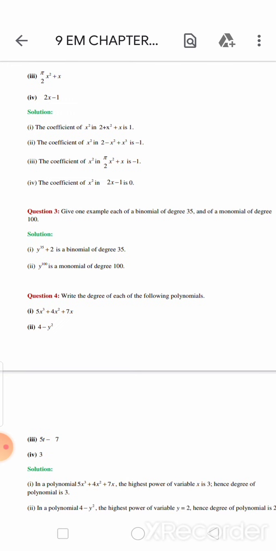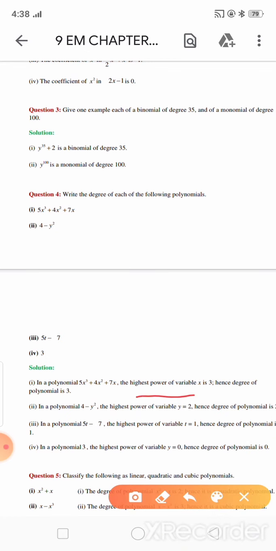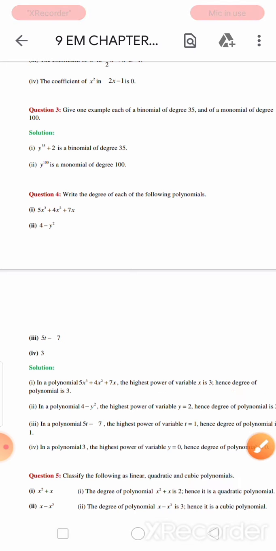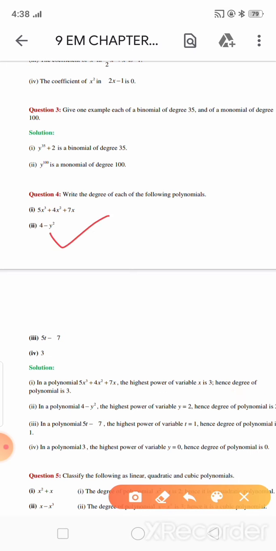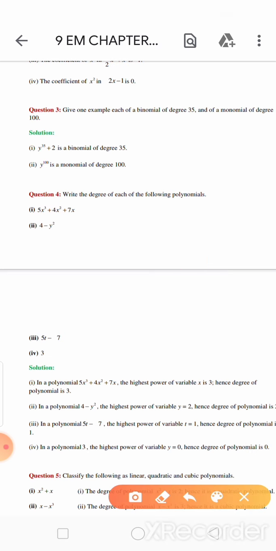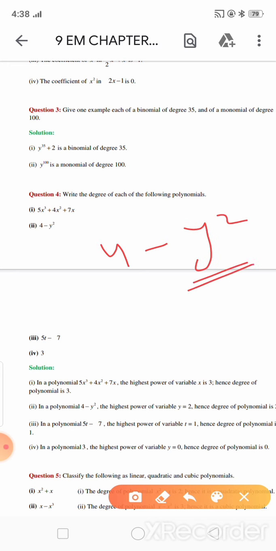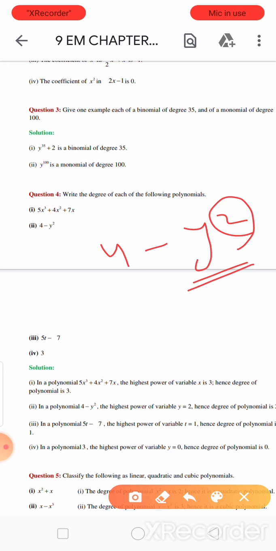In the polynomial 5x cube plus 4x square plus 7x, the highest power of the variable x is 3, hence the degree of the polynomial is 3. Next, question number 2. The polynomial is 4 minus y square. This polynomial has two terms, 4 and minus y square, and the variable y has highest degree 2. So we write the highest degree of variable y is 2, hence the degree of the polynomial is 2.